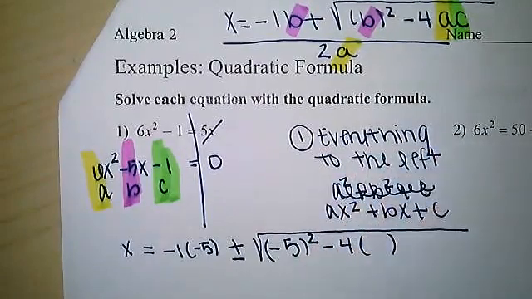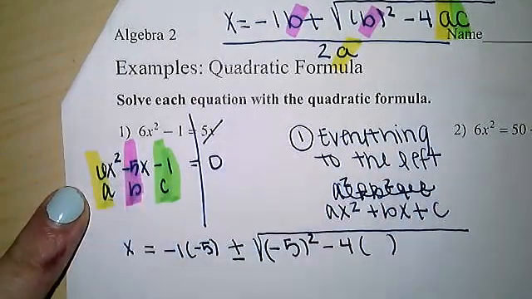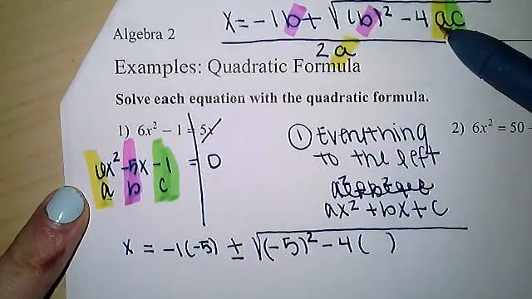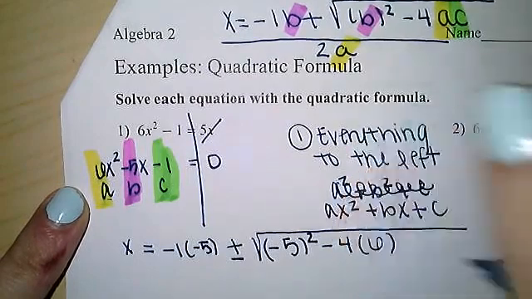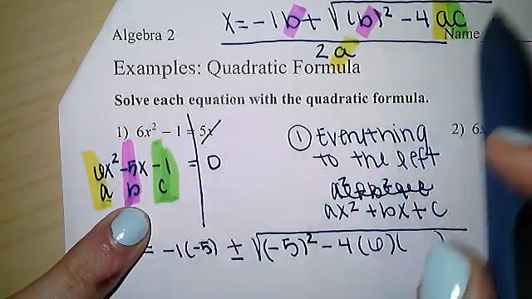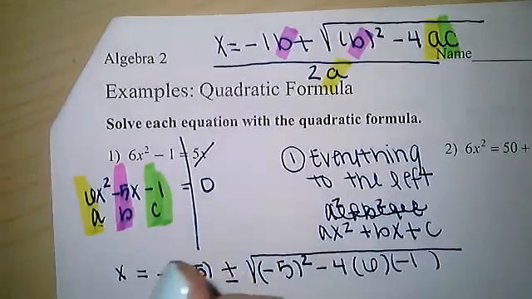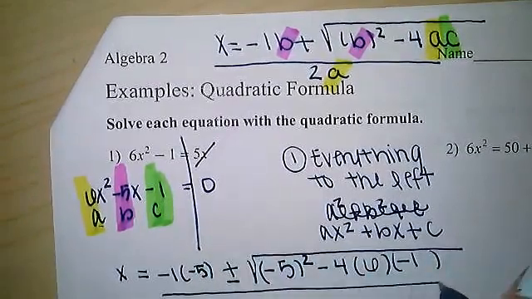Okay. So you guys see how A has a little 6 with it? So we're gonna take a 6 and plug it in for A. And C is a, over, times 6.